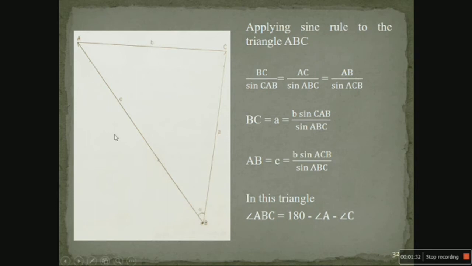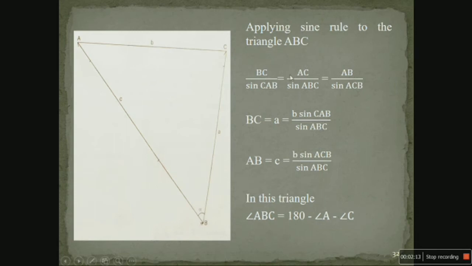This is the sine rule for this triangle: BC divided by sine of the opposite angle CAB. Similarly, AC divided by sine of the opposite angle, which is B, and lastly AB, whose opposite angle is C. Here, just assume that small b is a known distance. So in that condition we have to select these two equations.